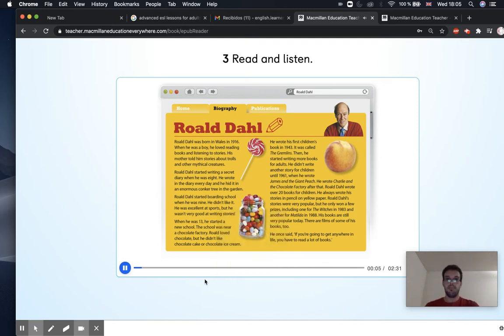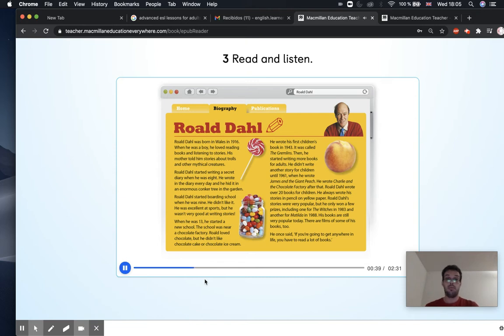Roald Dahl was born in Wales in 1916. When he was a boy, he loved reading books and listening to stories. His mother told him stories about trolls and other mythical creatures. Roald Dahl started writing a secret diary when he was 8. He wrote in the diary every day, and he hid it in an enormous conker tree in the garden.